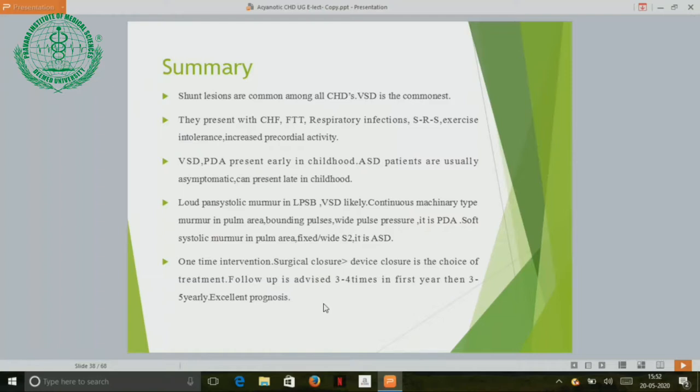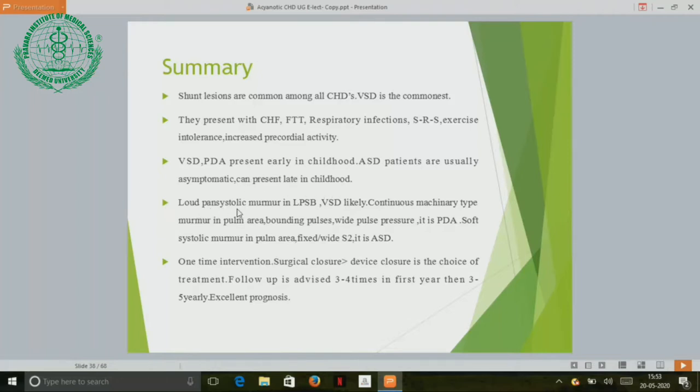So to summarize, shunt lesions are common among all congenital heart defects. VSD is the commonest. Most of them present with congestive heart failure, failure to thrive, recurrent respiratory tract infection, suck-rest-suck cycle, exercise intolerance, increased precordial activity that can be noted by the mother. So VSD and PDA mostly present early in childhood. ASD usually remains asymptomatic, and can present later in childhood.